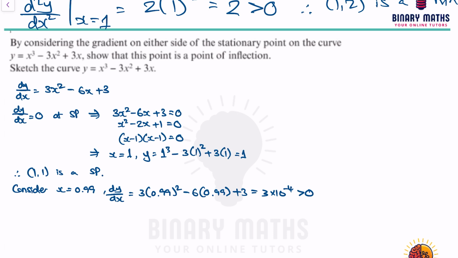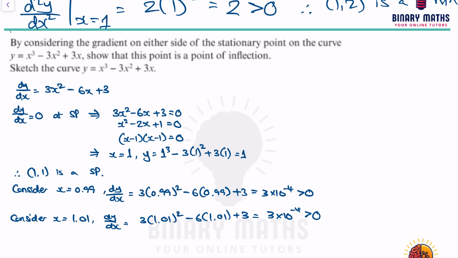greater than 0. If I consider x just a bit more than 1, so x is equal to 1.01, then dy dx will be equal to 3 times 1.01 squared minus 6 times 1.01 plus 3, which equals, again, 3 times 10 to the power of minus 4, which is greater than 0. Therefore, the gradient is positive, 0, positive around the stationary point. So on either side of the stationary point, the gradient is positive.